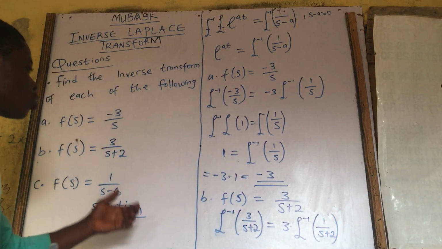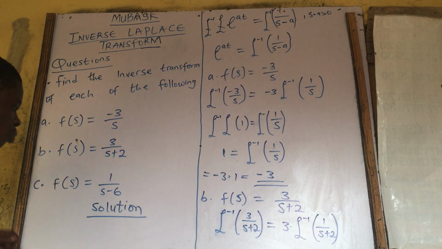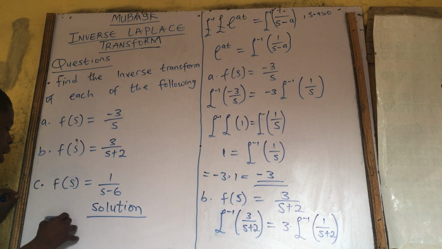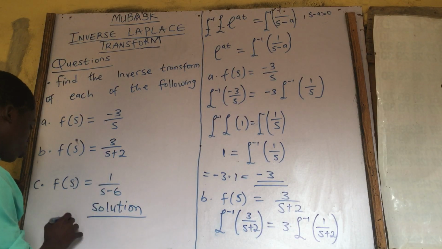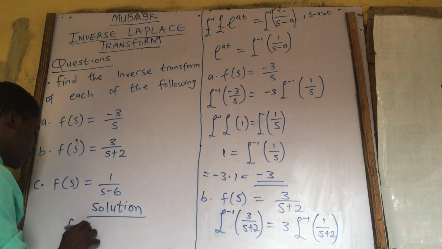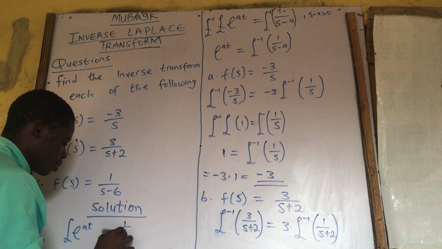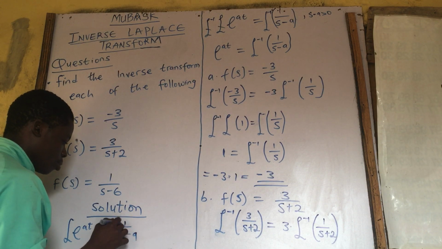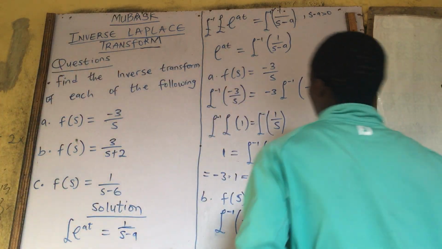Now, don't forget that in the Laplace transform table, we say that the Laplace of exponential at equals 1 divided by x minus a. We want to obtain the inverse of this, so let us take a look at it.